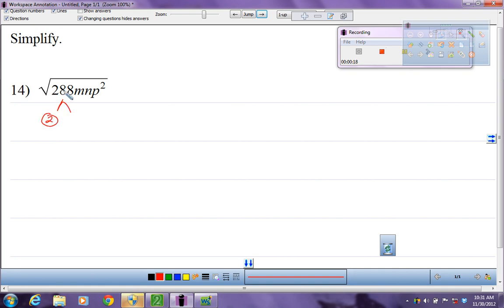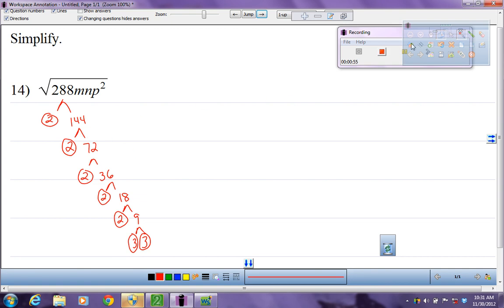Okay, so if I divide this by 2, I should get 2 times 144. And you continue, I can divide by 2, and that should be about 72. Again, divided by 2, that's 36. Divided by 2, that's 18. Divided by 2, that's 9. And then divided by 3, or 3 times 3 is 9.